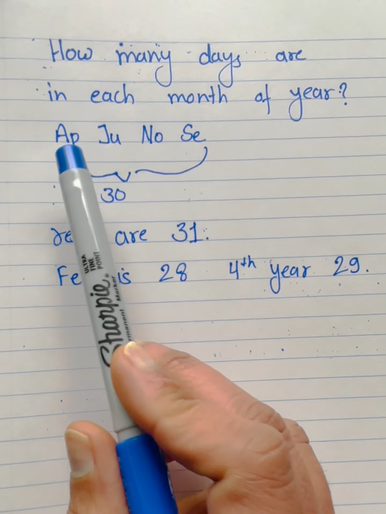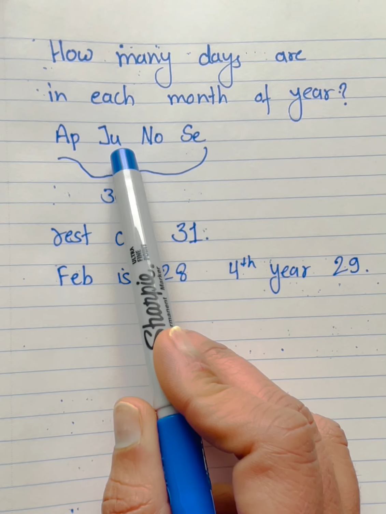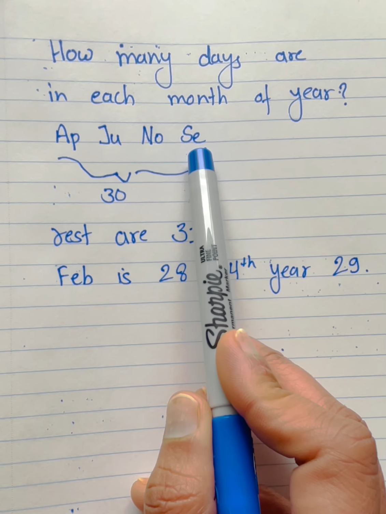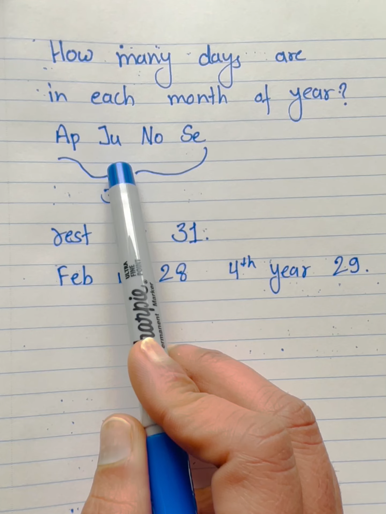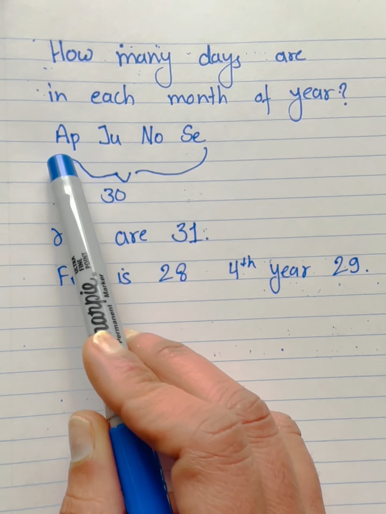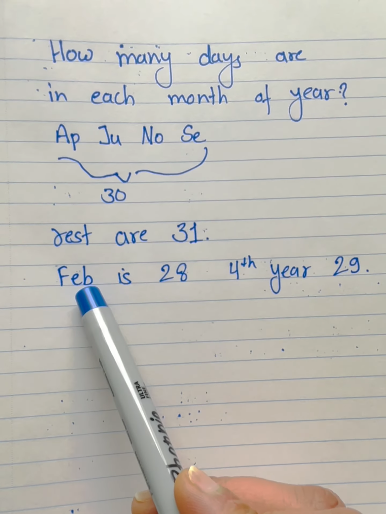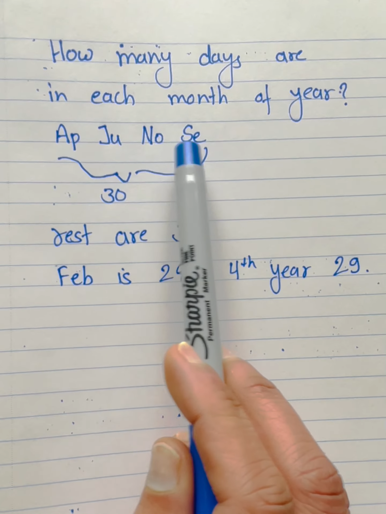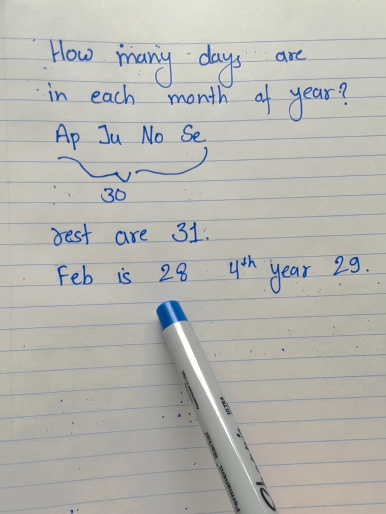Up Ju No Si, Up Ju No Si. It has 30 days. Up, April; Ju, June; No, November; Si, September. Up, Ju, No, Si, 30. Rest are 31. Simple, right? Feb is 28.